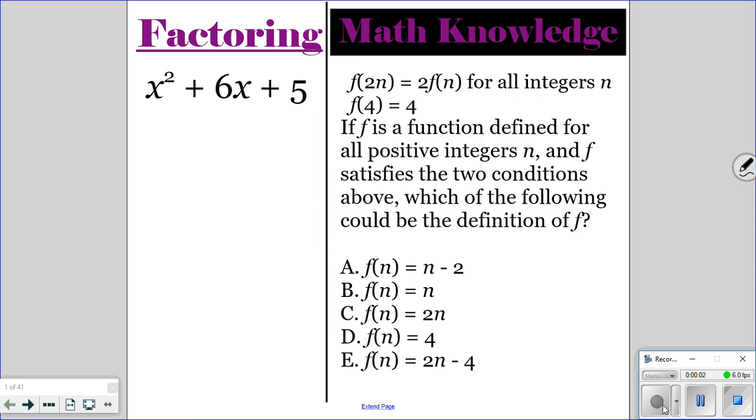Alright, so y'all go ahead and do the factoring and the math knowledge question for today. Pause the video, and then once everyone is finished, you can unpause the video and I'll go over the correct answers. So for the factoring, I'm going to review how to factor just in case you've forgotten.